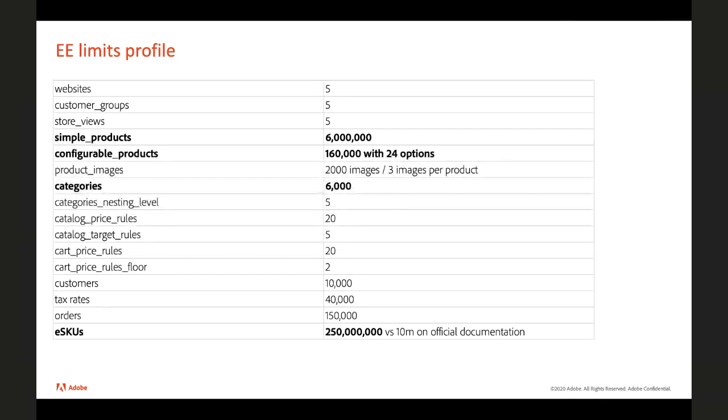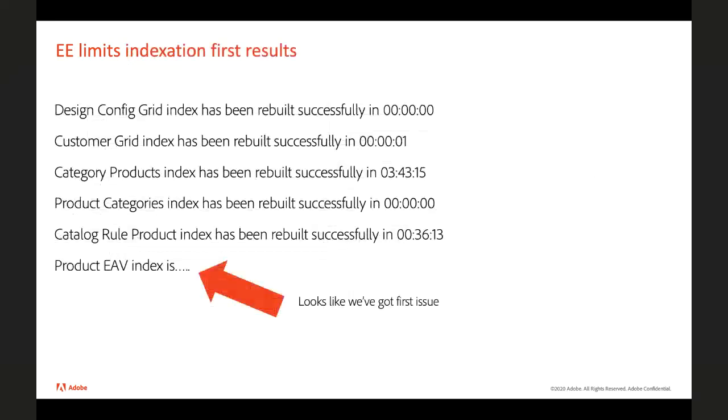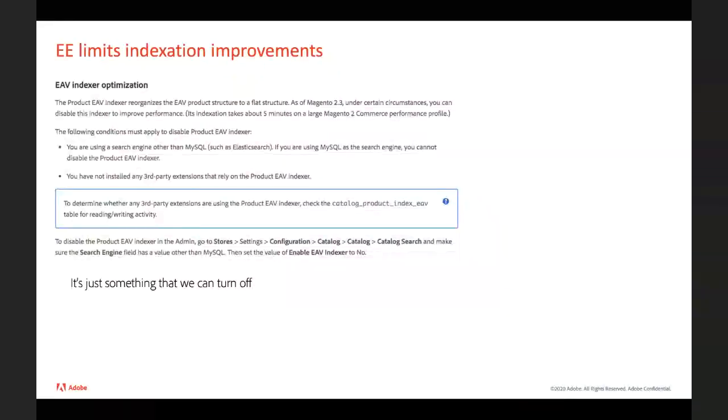Previously, the maximal amount that we tested was 10 million. Let's see how it goes. At the beginning, we had an issue with the product EAV index, and it ran more than 12 hours. So I stopped the processes, checked the documentation, and guess what? It appears that we now have a dependency on Elasticsearch, and with the search indexer on Elasticsearch, we can just turn the EAV indexer off.